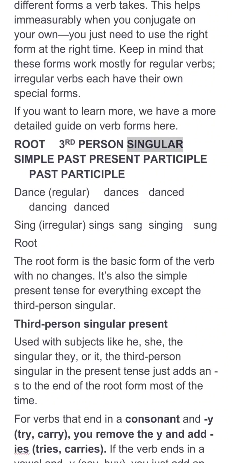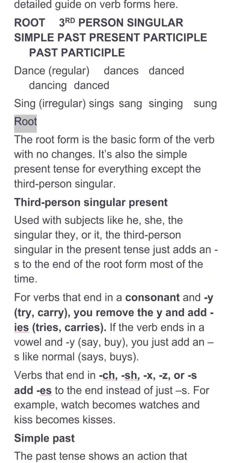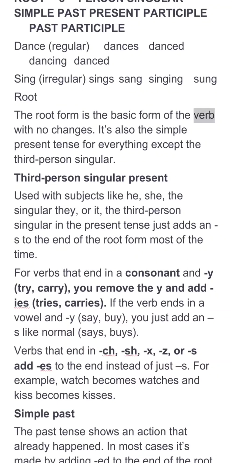Root, third person singular, simple past, present participle, past participle. Dance, regular: dances, danced, dancing, danced. Sing, irregular: sing, sang, singing, sung. Root. The root form is the basic form of the verb with no changes. It's also the simple present tense for everything except the third person singular.